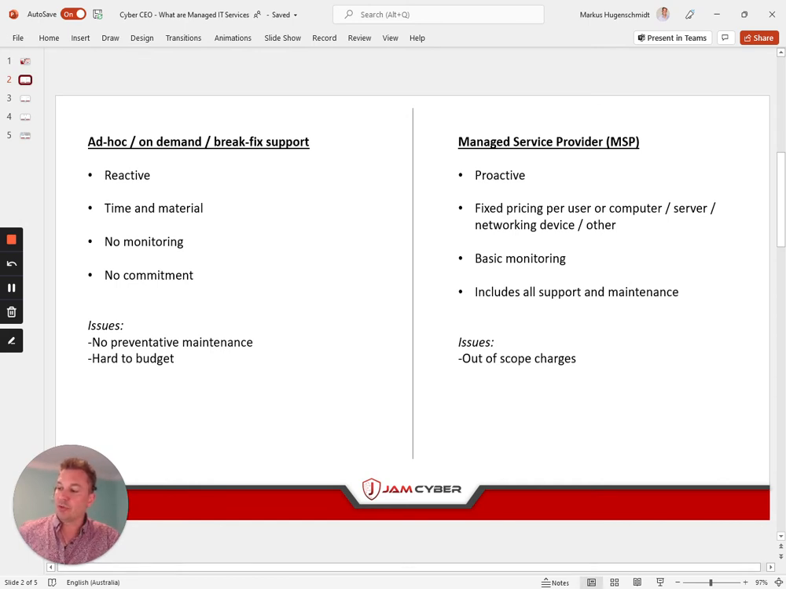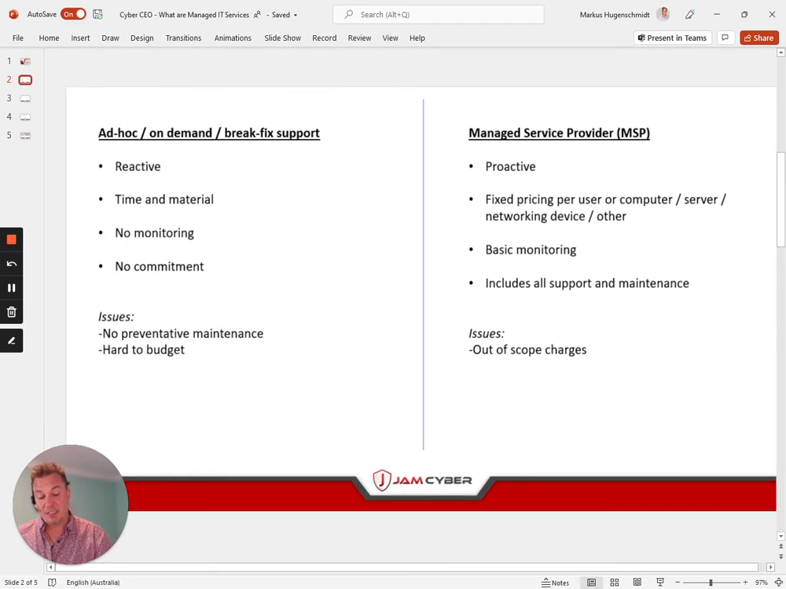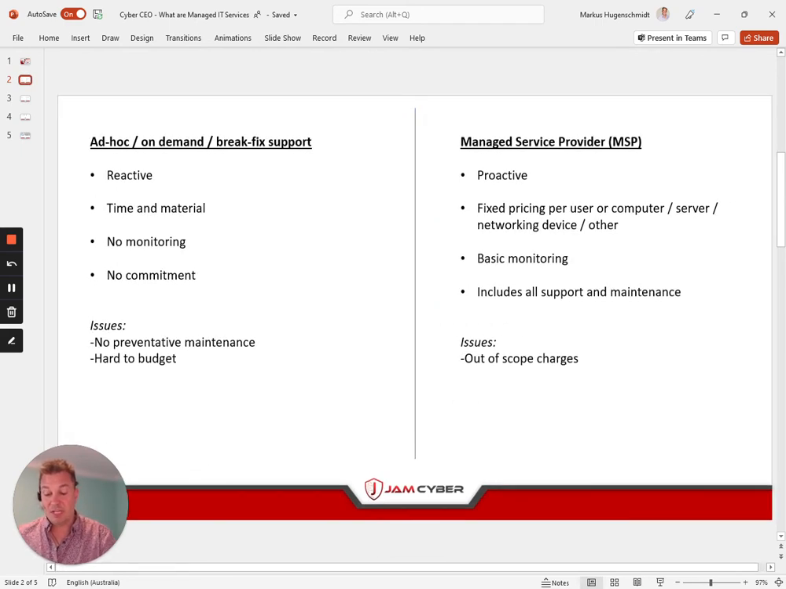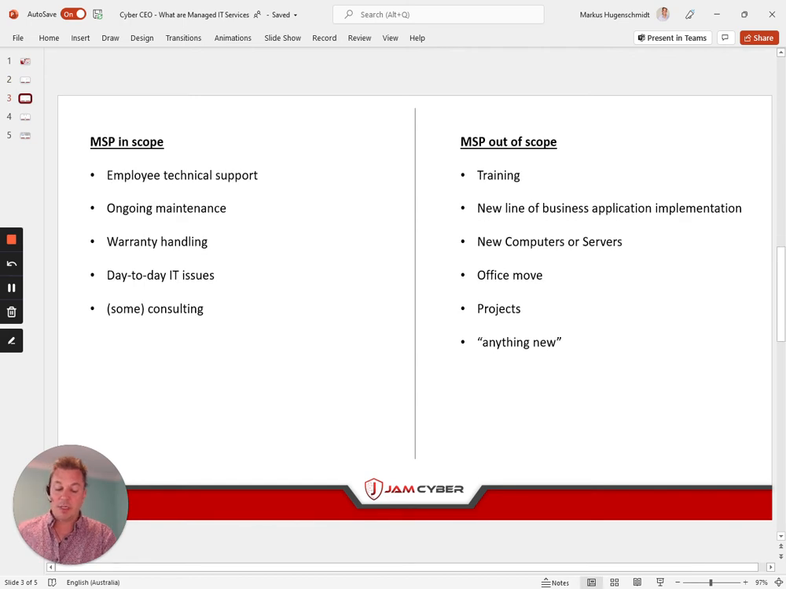The only issue is scope, or clarity of scope. That's probably the biggest issue by far. And that's why let's have a quick look at what's normally in scope and out of scope. With the MSP, normally you pay a fixed fee for everything that's in scope, and in our instance, it includes literally all employee technical support, all ongoing maintenance, all warranty handling, all day-to-day IT issues, and also some baseline consulting.